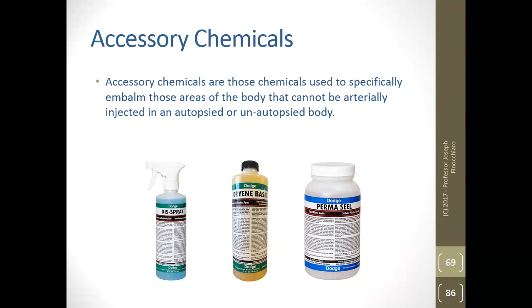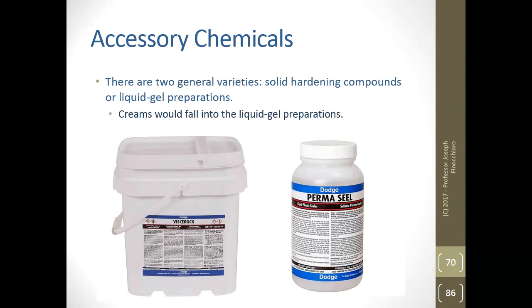And finally, accessory chemicals, okay? So these are those autopsy chemicals that your book was talking about. Accessory chemicals are those chemicals used specifically to embalm those areas of the body that cannot be arterially injected in an autopsied or unautopsied body. And there's 2 general varieties, solid hardening compounds and liquid gel preparations. Creams are basically the liquid gels, okay?